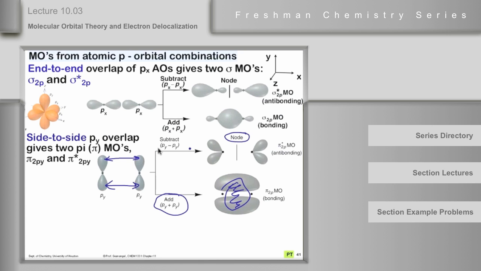And there will be another one. This was built from the two py's. There will be another one with pz here. And I'm sorry, I apologize. My y's and z's are not right on this diagram. Imagine that this is py up here to match up with this, and this is pz down here. Then the picture will look better.